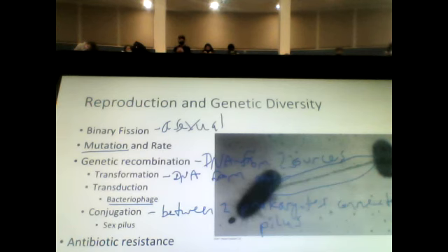And antibiotic resistance we've already kind of alluded to. Antibiotic resistance can come by a change in the chromosome, the actual genome of the bacteria, or uptake of a plasmid, where bacteria just acquire a gene that makes them resistant to an antibiotic, so that they are no longer susceptible to that antibiotic.